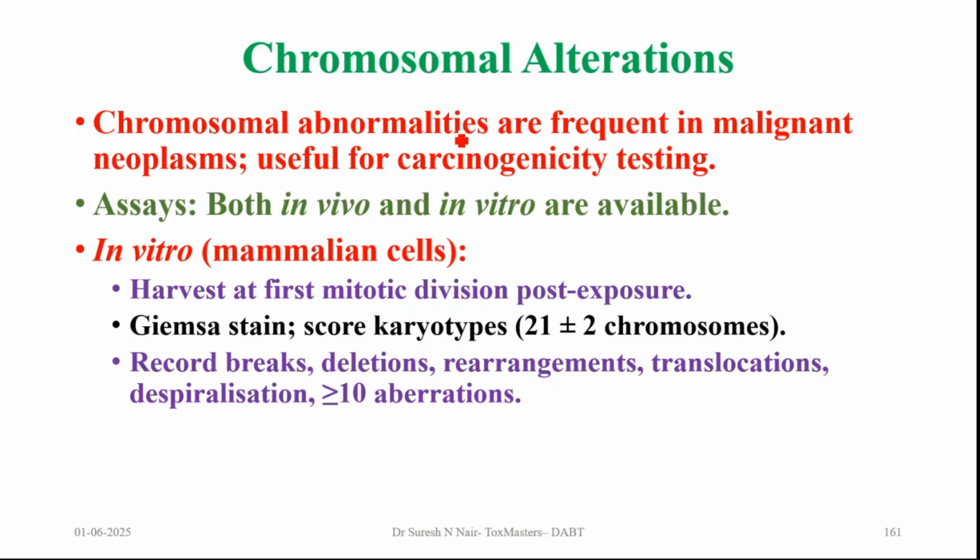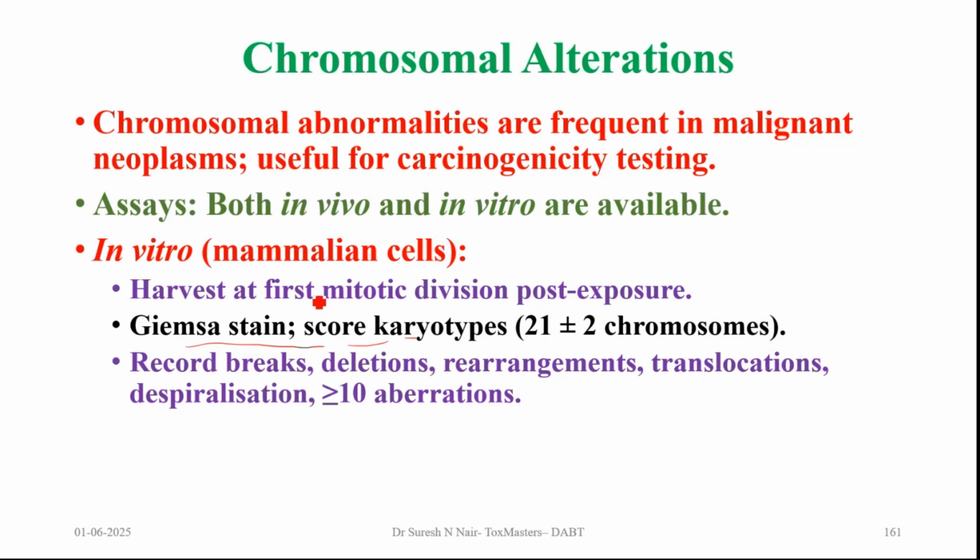Then the chromosomal alterations. Chromosomal aberrations are frequent in malignant neoplasms, which is useful in carcinogenicity testing. Assays both in vivo and in vitro are available. In vitro, we will be using mammalian cells. Gene stains will be capable of identifying the karyotypes. So in the case of the chromosomal assay, we generally do karyotyping.